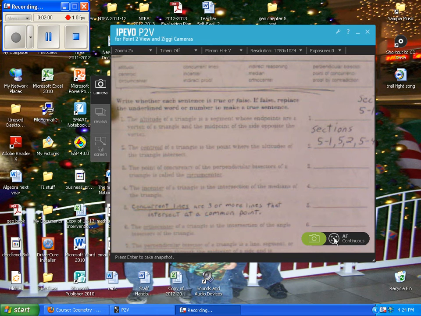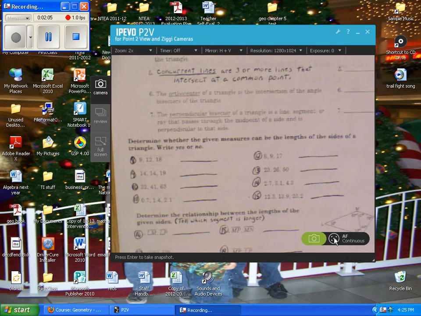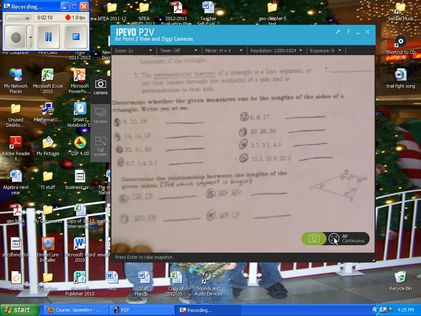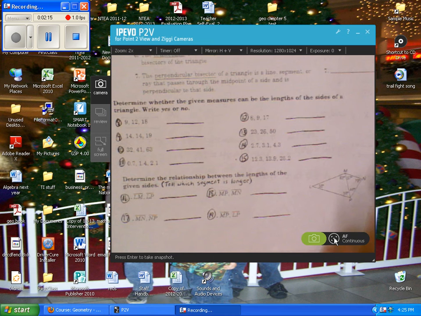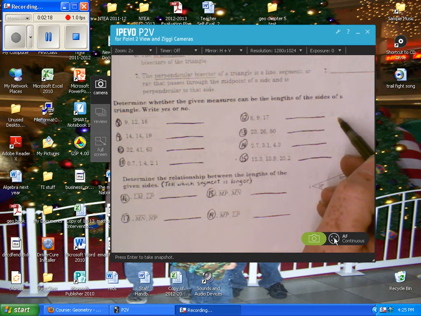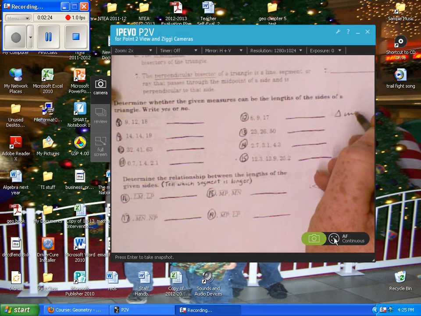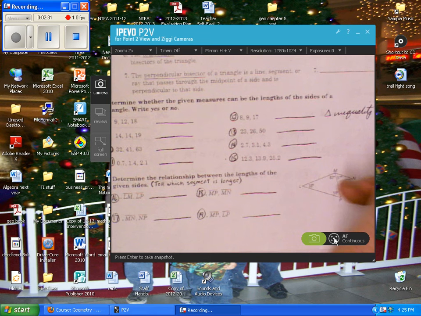Second section deals with the triangle inequality theorem. So if you look up the triangle inequality theorem, that'll help you.